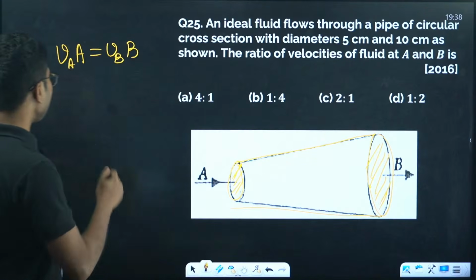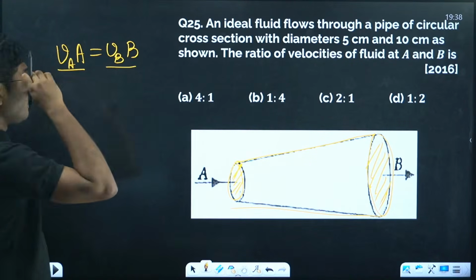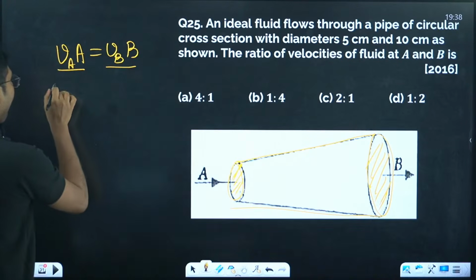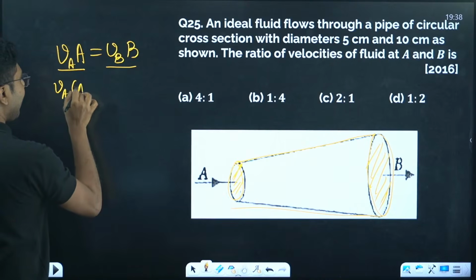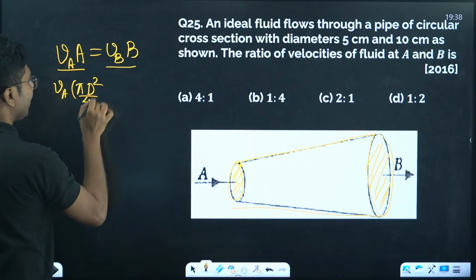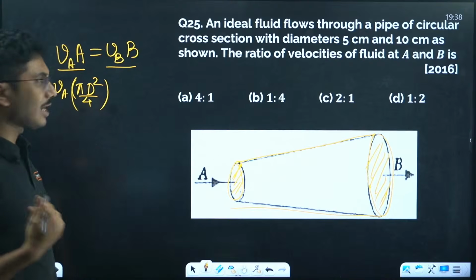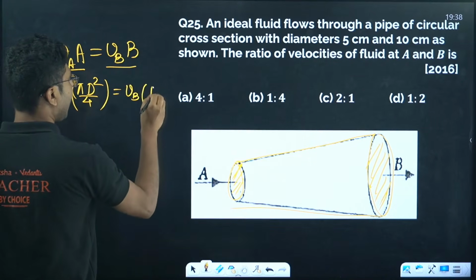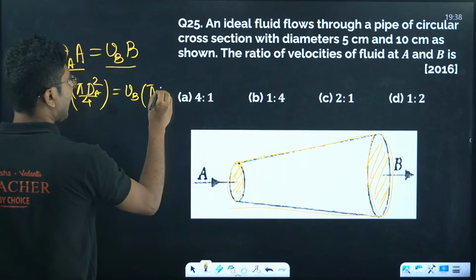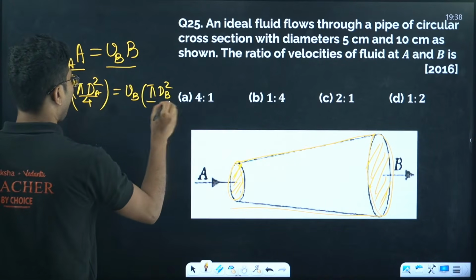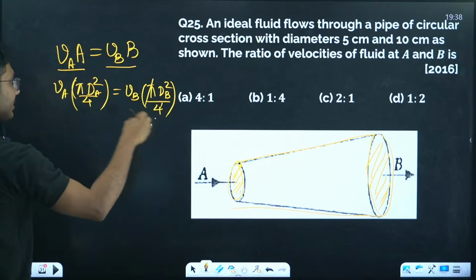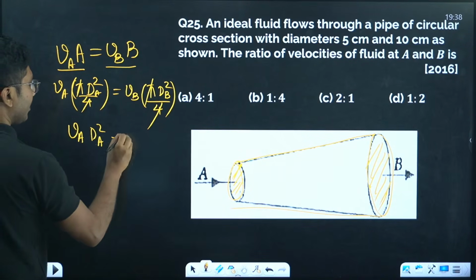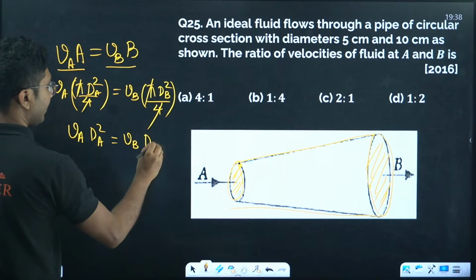Okay, so if you multiply VA into A, you will get equal to VB into B. Now what is area? Area is pi d square by 4. Don't ask me why, because I have just done it in the last problem. So equals VB into pi dB square by 4. Obviously these constants are cancelled, so you get VA dA square equals VB dB square.